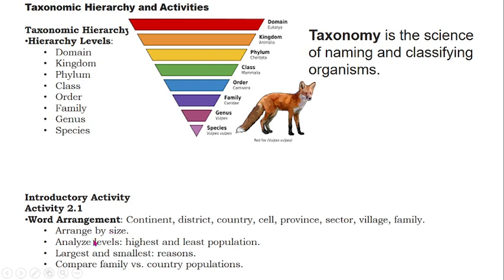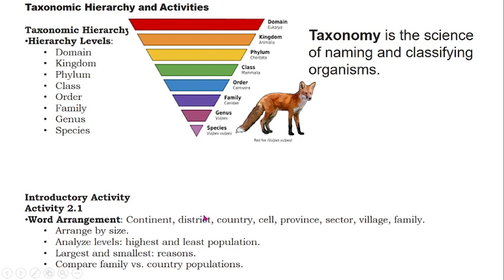Thank you. So in this exercise, you are going to arrange from the highest to the least population. Which one has the highest population, between the continent and the district? The answer, as you know, is the continent. For example, Africa is big. After continent, usually we have country. After country, remember, we have the province. After province, you have district.